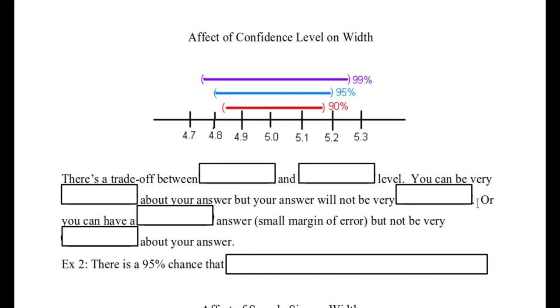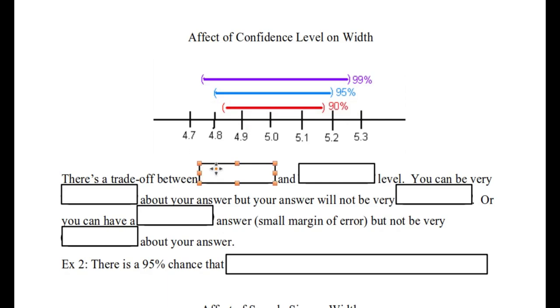Your intuition will tell you that if you want to have more confidence, if you want a larger confidence level, then that confidence interval is going to have to be larger than if you want a smaller confidence level. So for example, a 99% confidence level will give us a confidence interval that's much bigger than a 90% confidence level. At a 90% confidence level, we only have to be 90% sure that our interval captures the true population parameter.